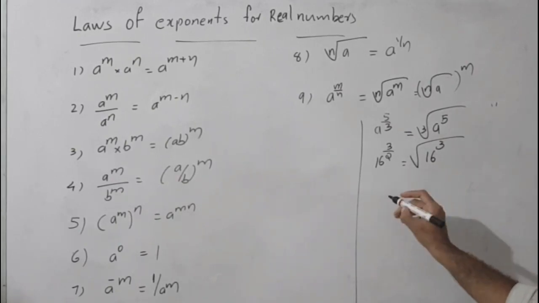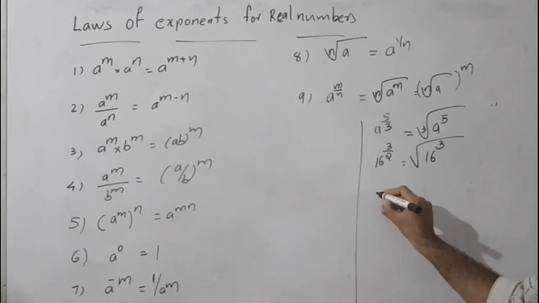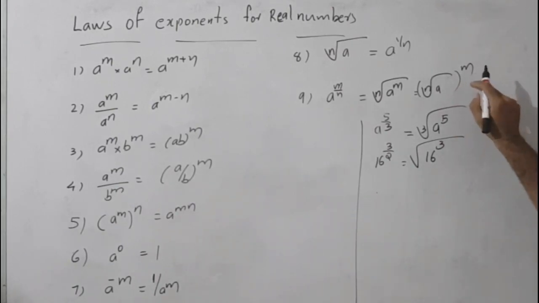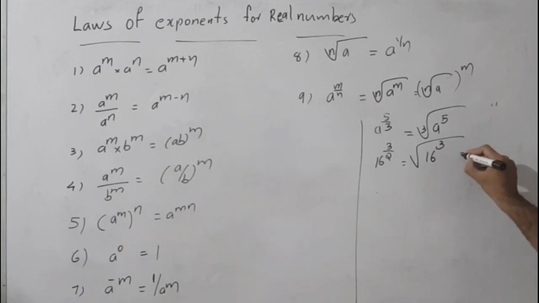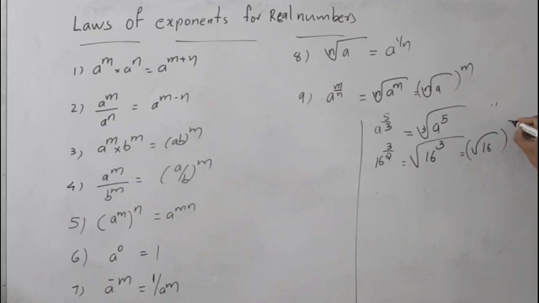Okay. One other example, or otherwise how to be converted as this form. This form is equal to square root of 16 whole raised to 3. Both are same. Okay, these two are same. To write only one thing, that is enough.